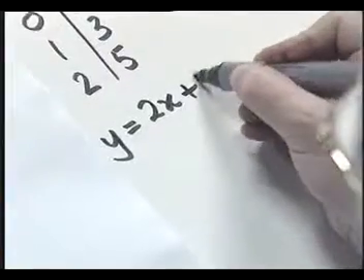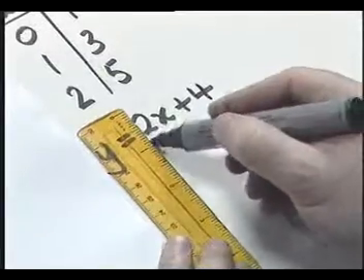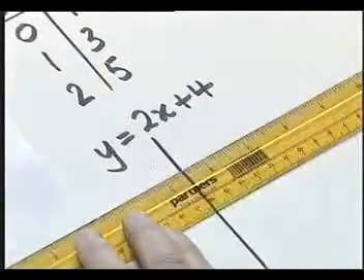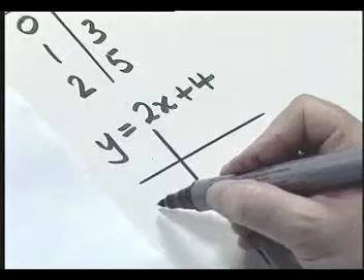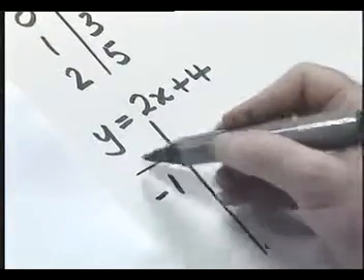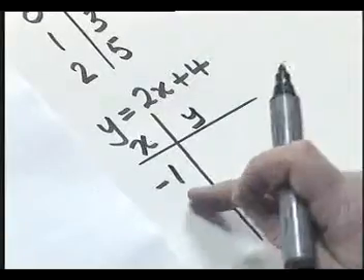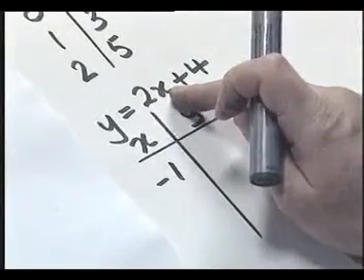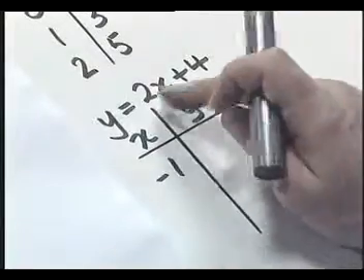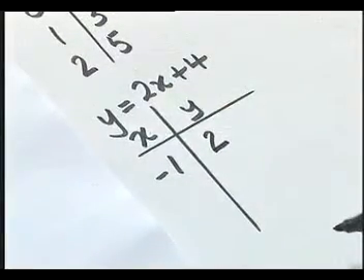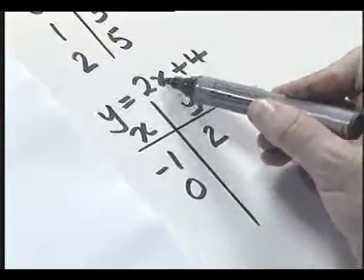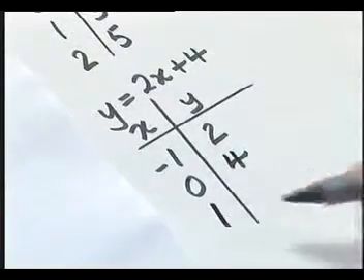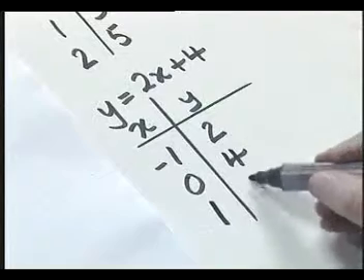Let's have another one. Suppose we have y equals 2x plus 4. Let's see what happens this time. Let's suppose we start with a negative x value. x is minus 1. What will the y value be? If x is minus 1, we'll get 2 times minus 1 is minus 2, and 4 minus 2 is 2. Let's choose x to be 0. When x is 0, we'll get 2 zeros are 0 plus 4, gives you 4. And when x is 1, we get 2 ones are 2, plus 4 is 6.